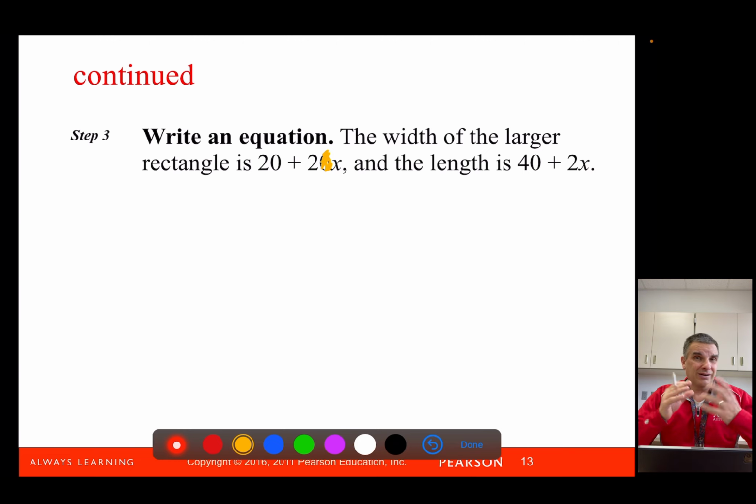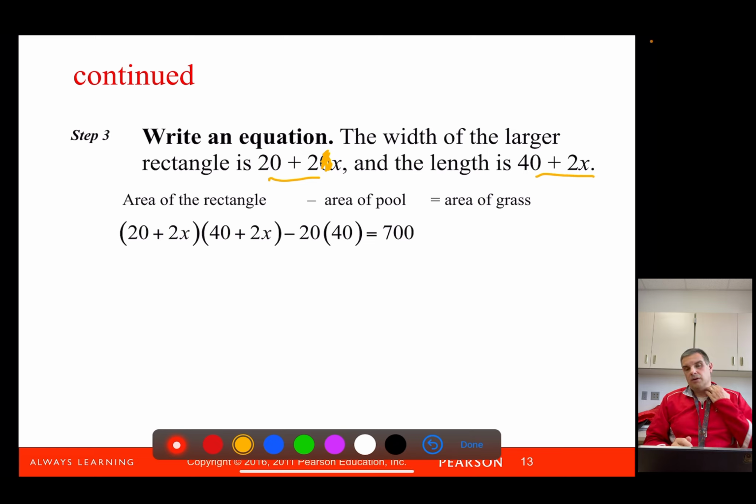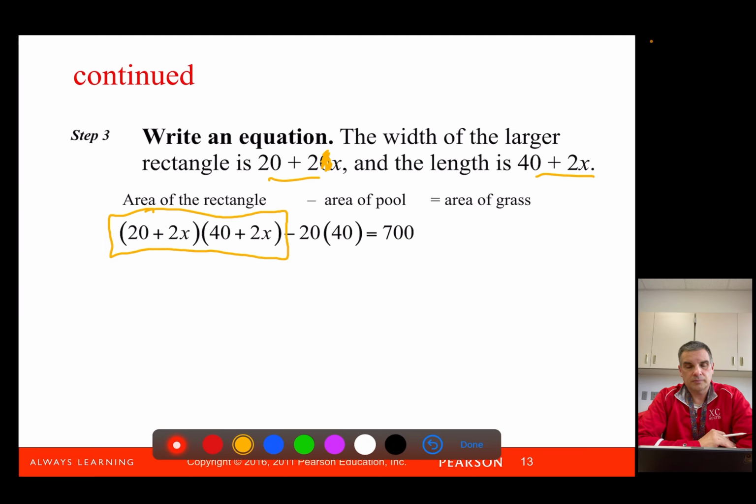But then we've got the area of the pool that's sitting in there already. So we're probably going to have to subtract that off, because this area is bigger than the whole area of the pool. And then we know what that area has to be. It has to be 700. Okay, so to solve this problem, we find the area of that rectangle. We have to subtract off the area of the pool, and we know we've got 700 square feet of grass that we can cover. So now we need to solve this.